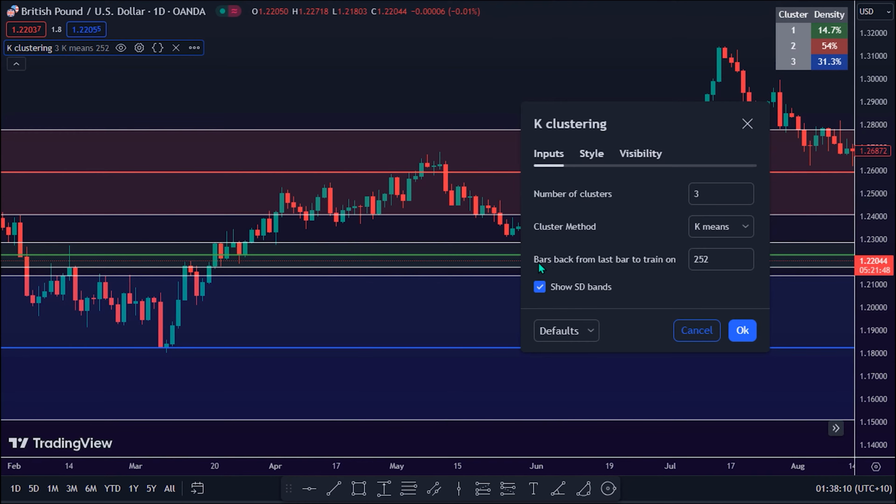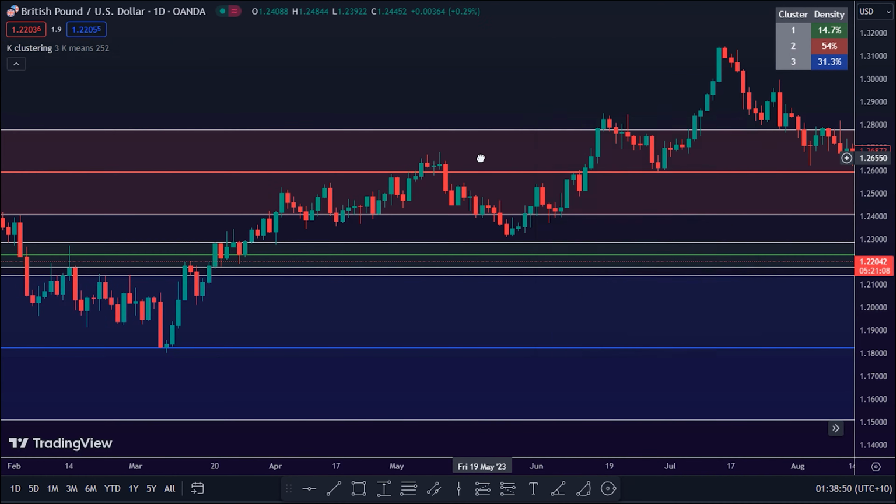Bars back to train on. This will be the amount of bars to include in the clustering. This number is important so that the user includes bars that are recent but not so far back that they are out of the scope of where the price can be. Show SD bands. Select this to show the 1 standard deviation bands around the support and resistance level, or unselect this to show the support and resistance level by itself.